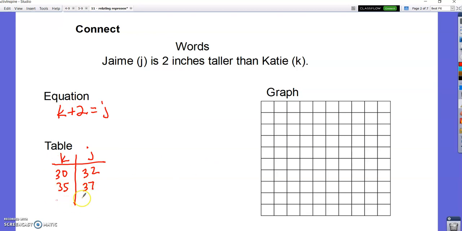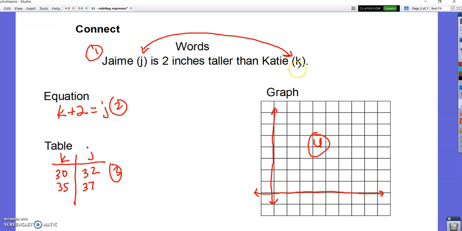And then we could take these values and make a graph from those, which I'm not going to do on this one to save you time because I'm going to do it a lot in the lesson. And so we took this same idea and we had 1, 2, 3, 4 different ways to represent the same relationship between these two variables, Katie's height and Jamie's height. We could do it with words, we could do it with an equation, we could do it with a table, and we could do it with a graph. And all 4 of these representations started with the same thing, and we can move between them.